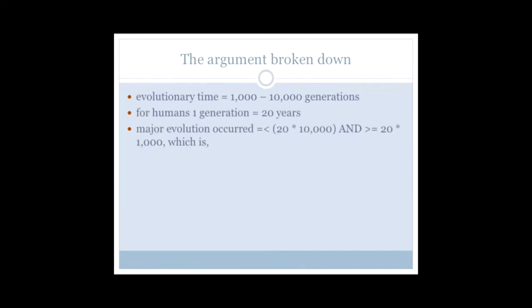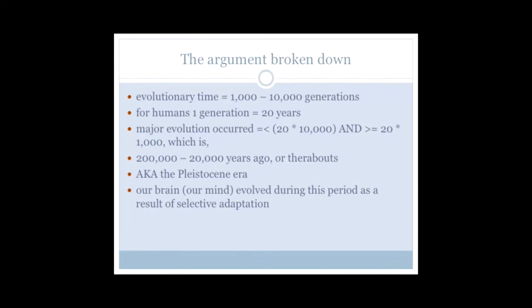If we take evolutionary time, that is between 1,000 and 10,000 generations, whereas for humans, one generation is 20 years. Major evolution occurred between 20 times 100,000 and 20 times 1,000, which is 200,000 to 20,000 years ago or thereabouts. In other words, the Pleistocene era. Our brain, our mind, because they collapsed the two into each other, evolved during this period as a result of selective adaptation. So we're afraid of snakes, we can deal with snakes and spiders, we can judge their danger, but not cars, because we haven't had time to adapt to them.